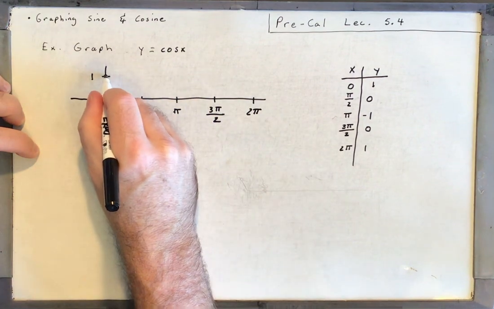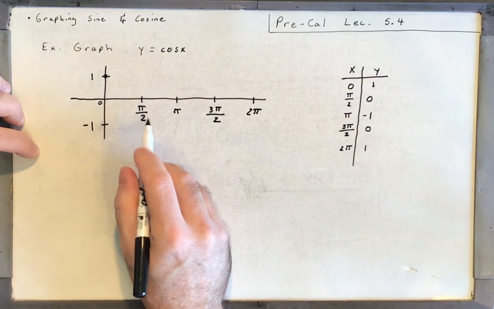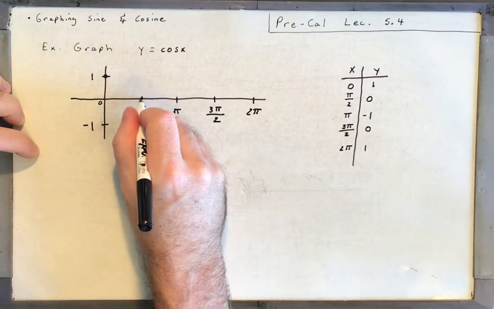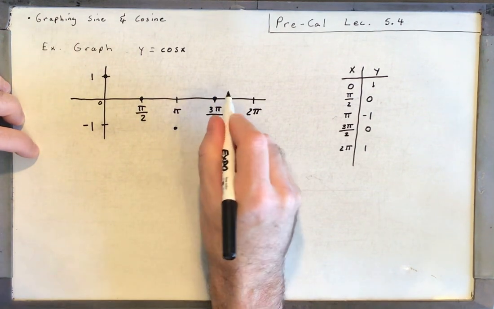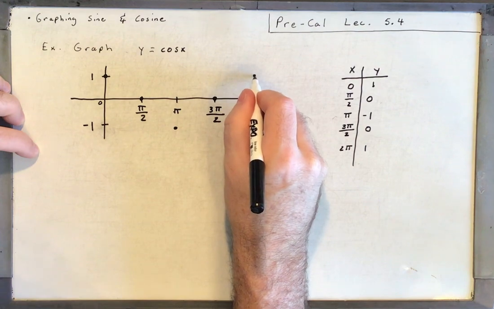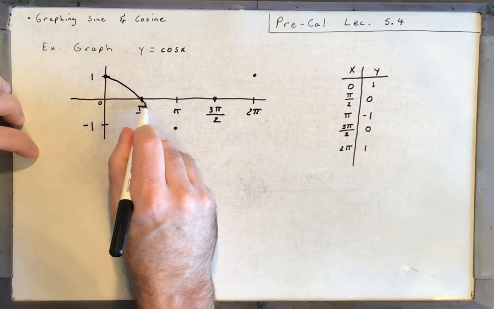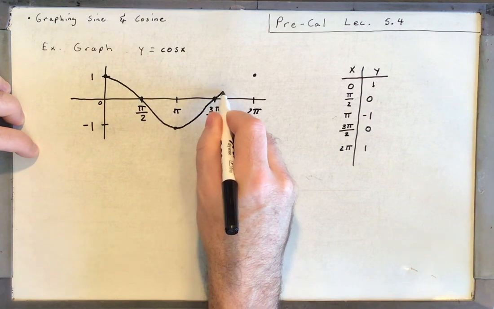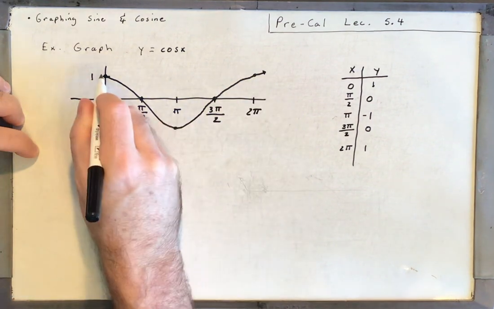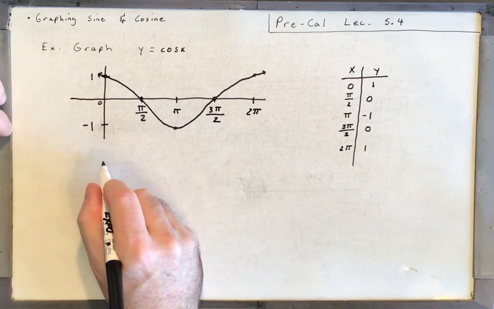So we start up here at the point 0, 1, right? This is 0. And then the y value is 0 at pi over 2, -1 at pi, 0 at 3 pi over 2, and then we're back to 1. So this is one complete period, one cycle of this cosine wave. All right, and then the whole thing just repeats.